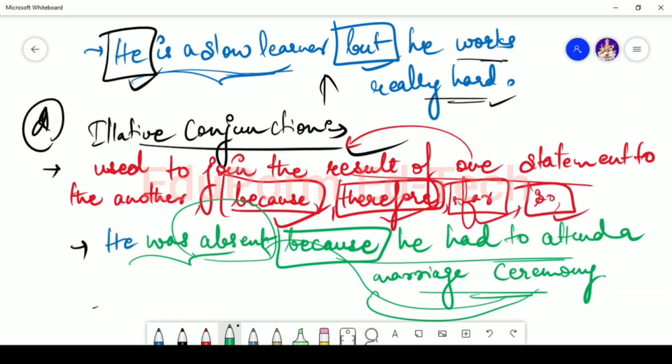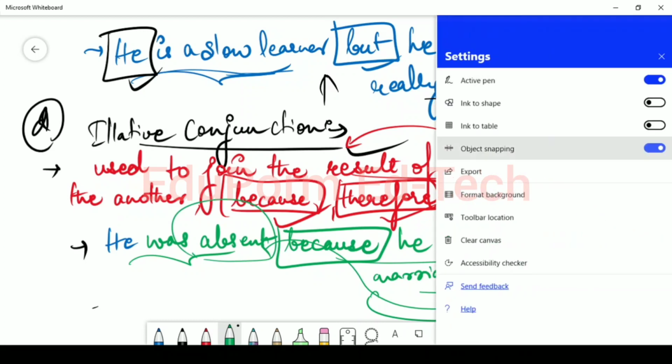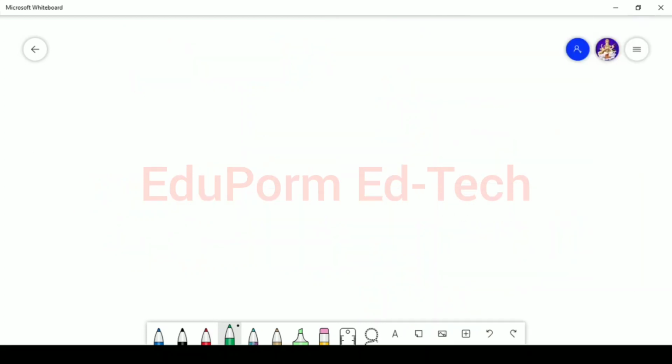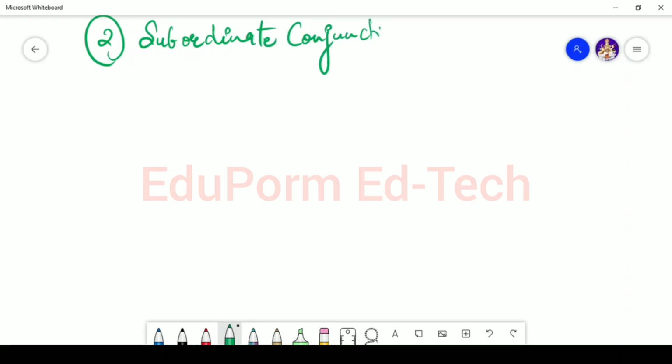Okay, now let's talk about the second type of conjunction. The second type of conjunction is subordinate conjunction. Now what is subordinate conjunction? Subordinate conjunction is basically used to link statements.